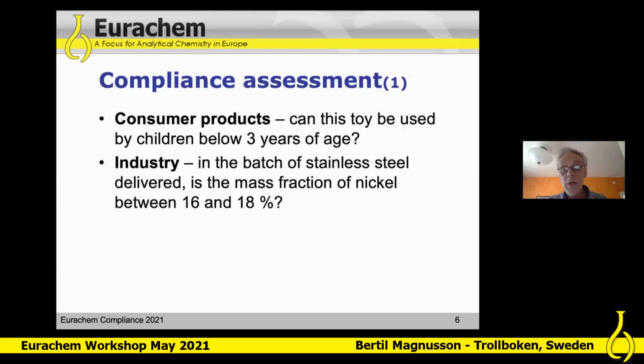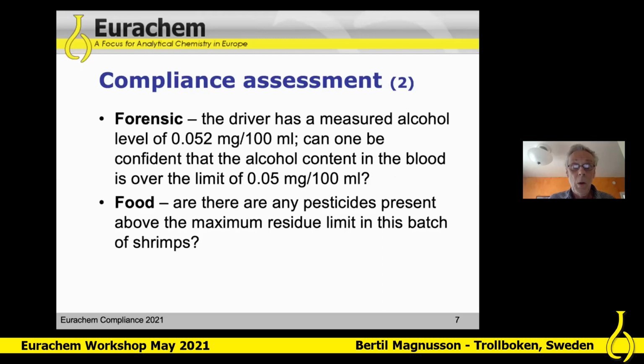So just to give you some examples, we could have this nickel release. We can also have a toy that is to be used by children below 3 years of age, and we can test for that. We can also have an industry. We deliver or we buy a batch of stainless steel, and there is a specification of the percentage of nickel between 16 and 18 weight%. We can have a forensic case. We can have, for example, alcohol in the blood when you're driving, where there is a specified limit, and we want to be sure that a person is below or over this limit.